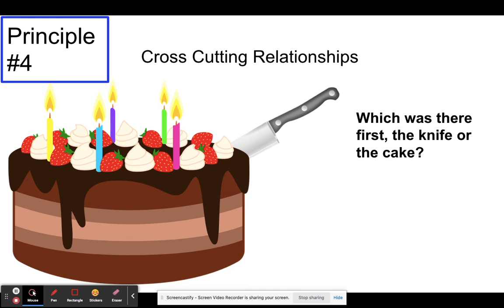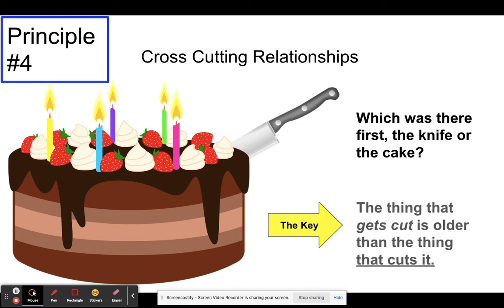Was the cake sitting on the table and then the knife put in later, or was the knife floating above the table and someone came along and was like, oh, since that knife is floating conveniently above the table, I'll just slide the cake into it. Of course, the cake had to be set down first before you could place the knife in it. This principle is the principle of cross-cutting relationships. The thing that gets cut, in this case, the cake, is always older than the thing that cuts it.